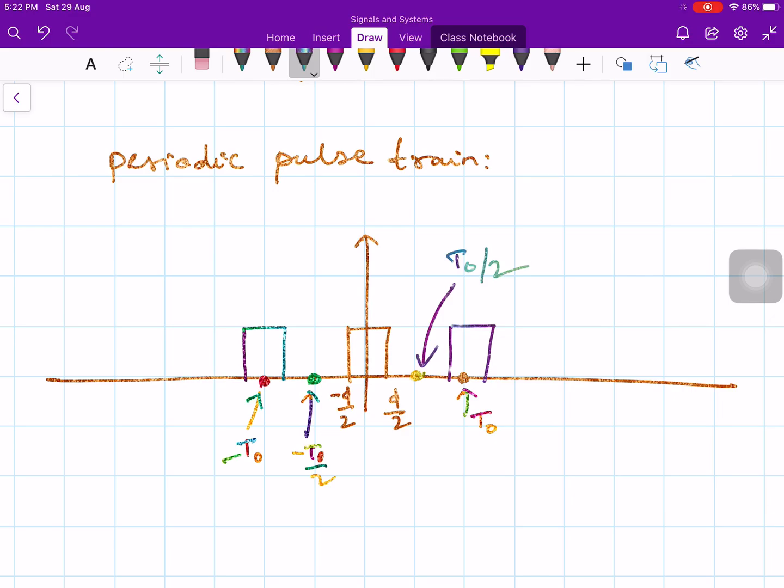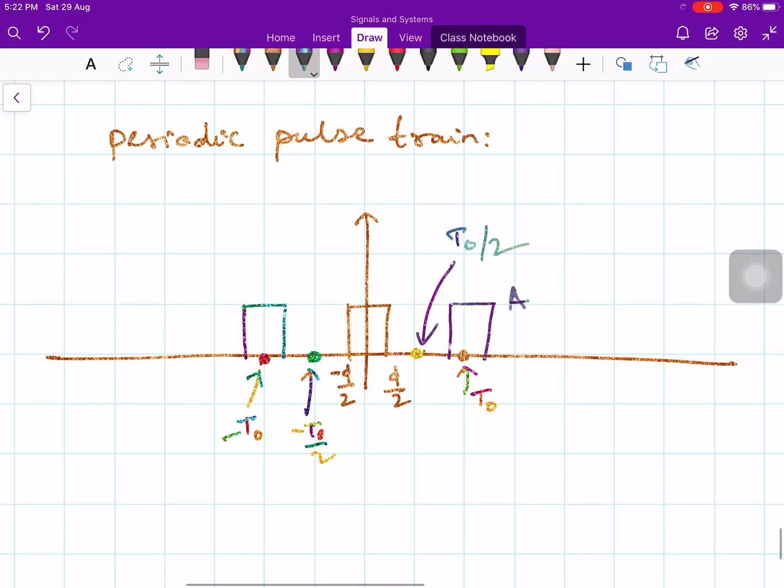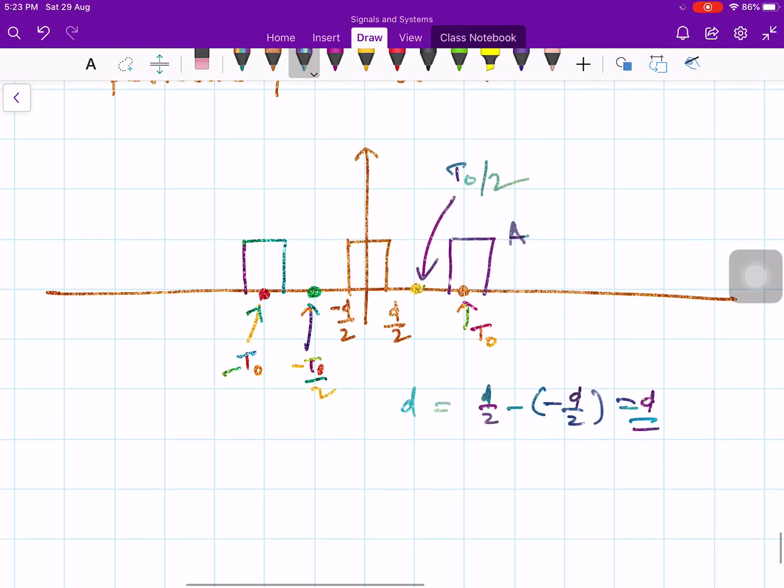This is a periodic pulse train with magnitude A. That means a rectangular pulse repeats itself every t naught seconds. The pulse has a width of d, that is d by 2 minus of minus d by 2, which is d. The pulse has a width of d and an amplitude capital A.